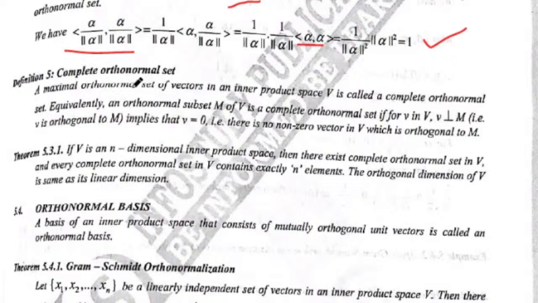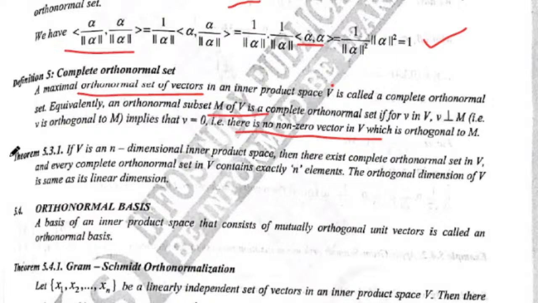Complete orthonormal set. A maximum orthonormal set of vectors in an inner product space V is called a complete orthonormal set. That is, if it contains the maximum number of vectors, then it will be called a complete orthonormal set. An orthonormal subset M of V is a complete orthonormal set if, for a vector V in a vector space V, V orthogonal to M implies V is equal to 0. That is, no non-zero vector in V is orthogonal to M. Then it will be called the complete orthonormal set.